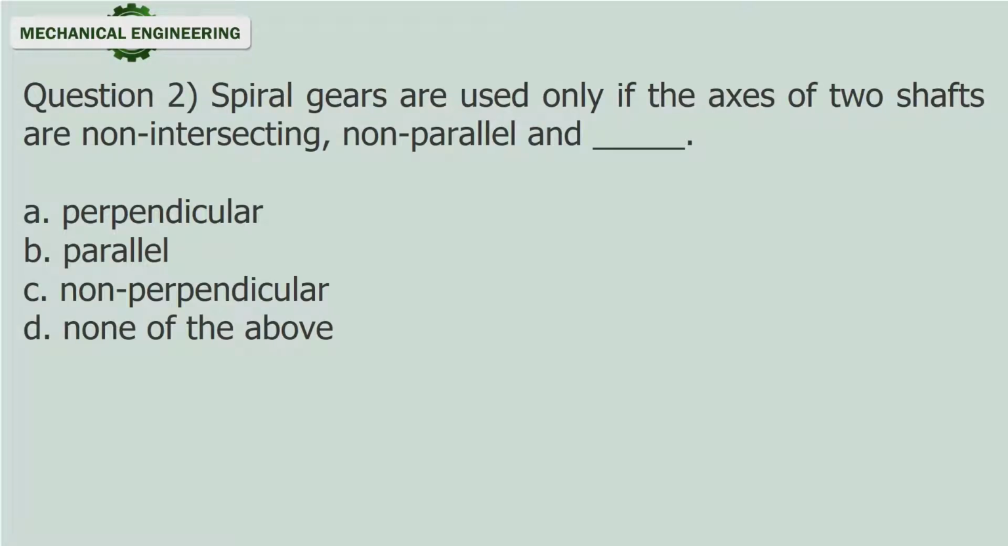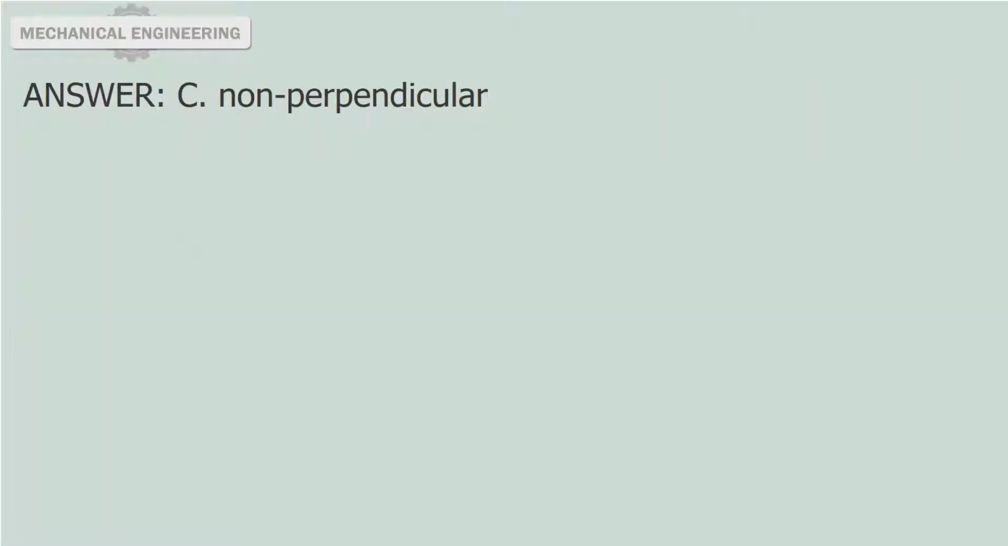Question 2. Spiral gears are used only if the axes of two shafts are non-intersecting, non-parallel and, fill in the blank. A. Perpendicular. B. Parallel. C. Non-perpendicular. D. None of the above. Answer: C. Non-perpendicular.